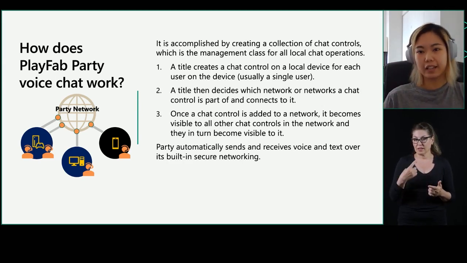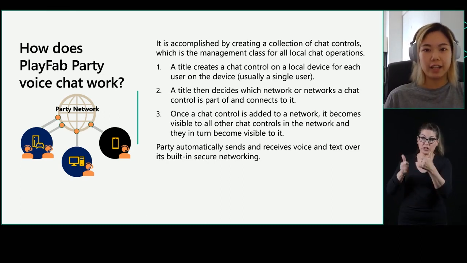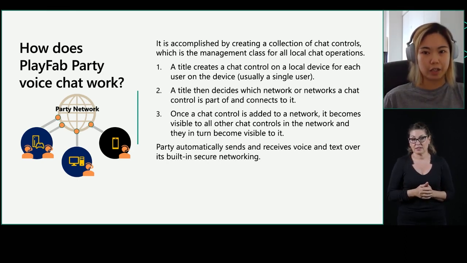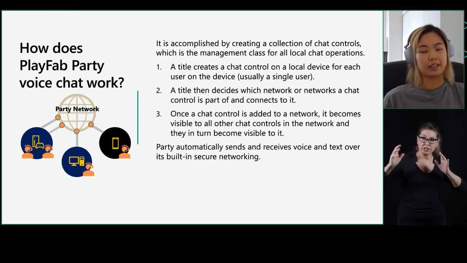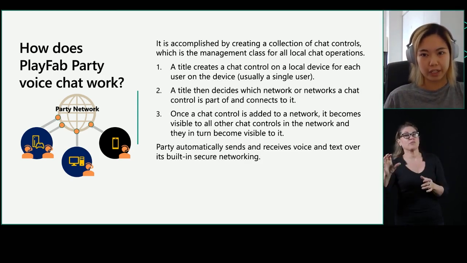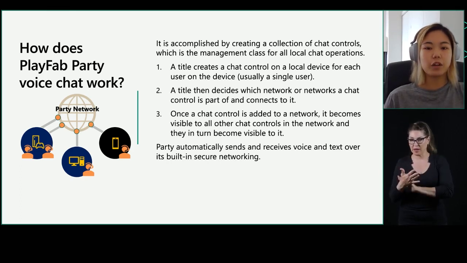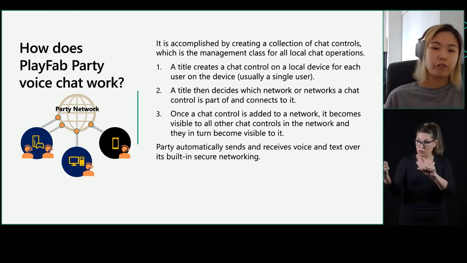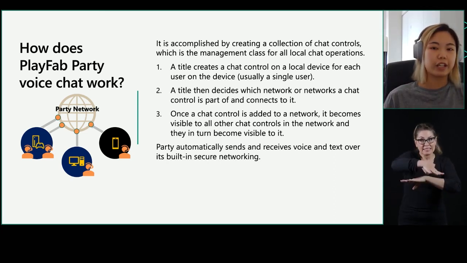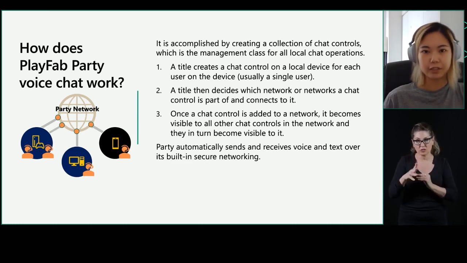And then a title decides which network a chat control is part of and connects to it. Once a Party chat control is added to the network, it becomes visible to all other chat controls in the network, and then they in turn become visible to it. Once they're connected, voice is automatically sent and received securely over the Party network. There is no extra coding required after that.